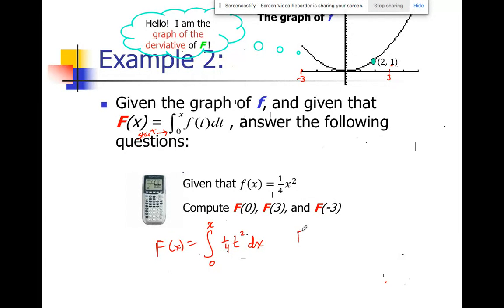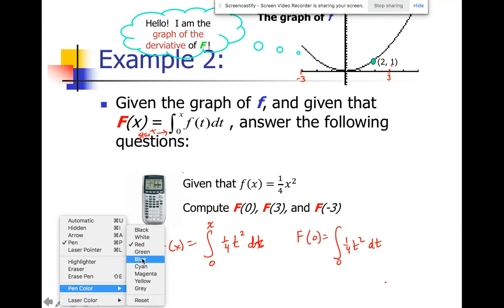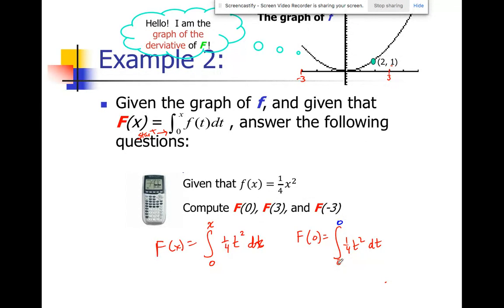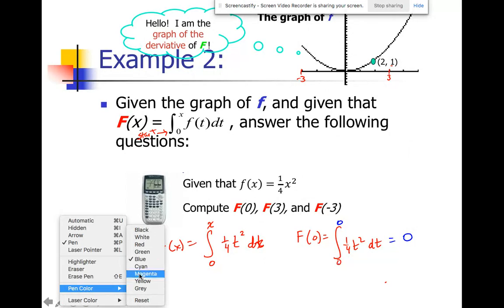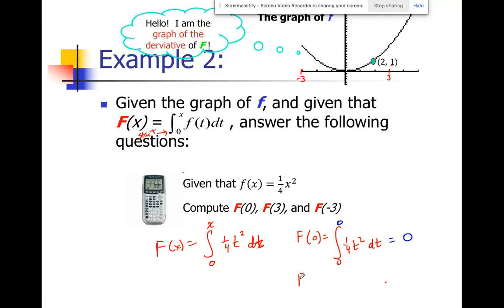So what is F of 0? I don't need a calculator for this. Whoops, I wrote X there and I meant T. If your bounds go from 0 to 0, what's your integral value? Yep.